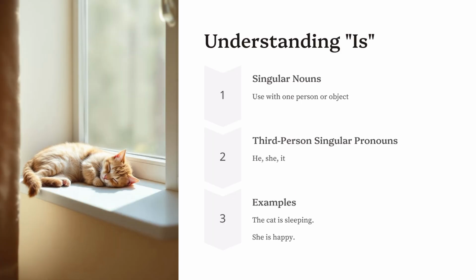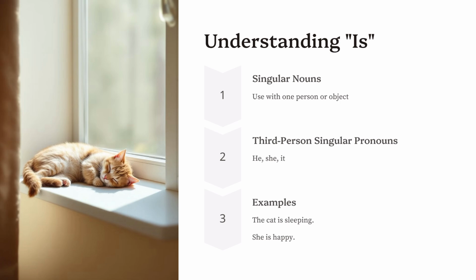Okay, so now that we've been introduced to the to be verb and why it's so important, let's start dissecting it one piece at a time. First, we have the form is, and trust me, this one is straightforward once you know how it works. We use the word is specifically with singular nouns and with third person singular pronouns. Now, what does that mean exactly? A singular noun simply refers to one person, one place, one object, or one idea.